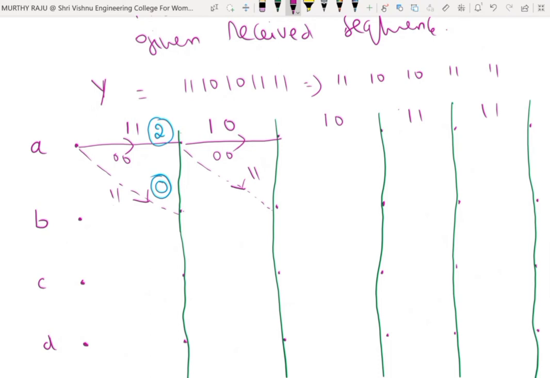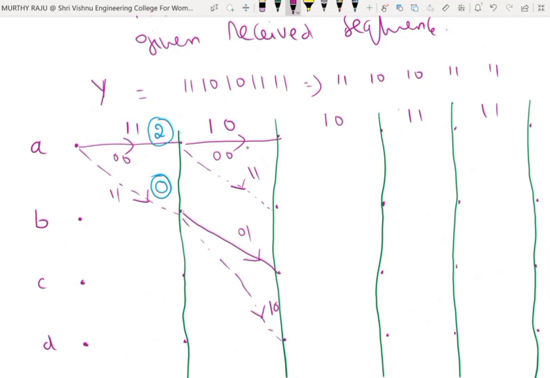Next coming to B to C. Input bit is 1, B to C. Here the value is 0 1. And B to D, 1 0.